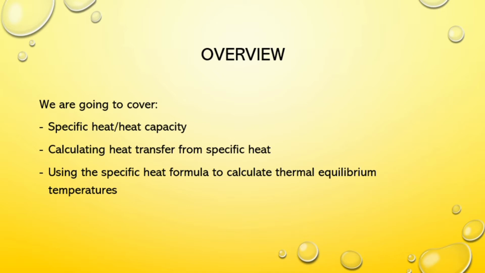All right, today I'm going to talk a bit about specific heat and heat capacity. We're going to figure out how to find heat transfer from specific heat. So we're looking for Q again. And then we're going to use the formula to make a crazy calculation where we can mix two things together and figure out what temperatures they come to and get that thermal equilibrium figured out.